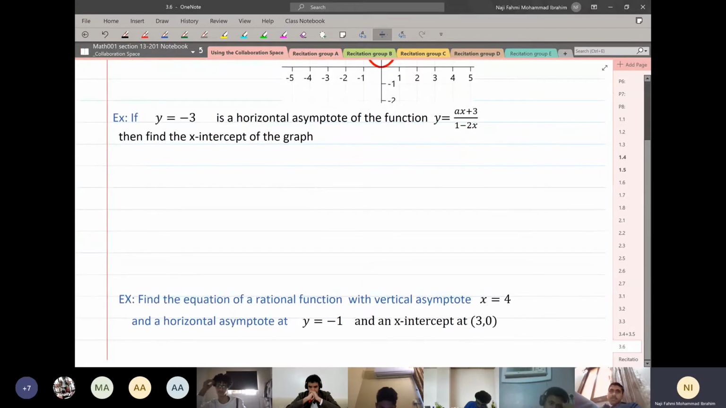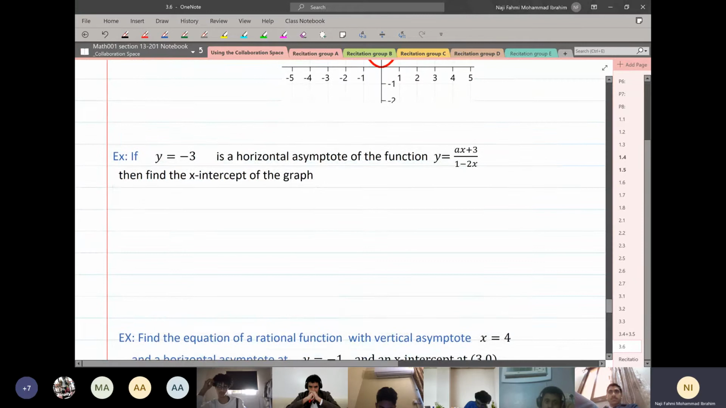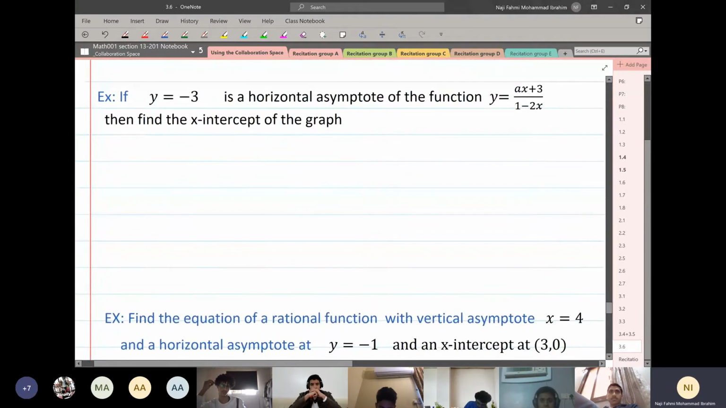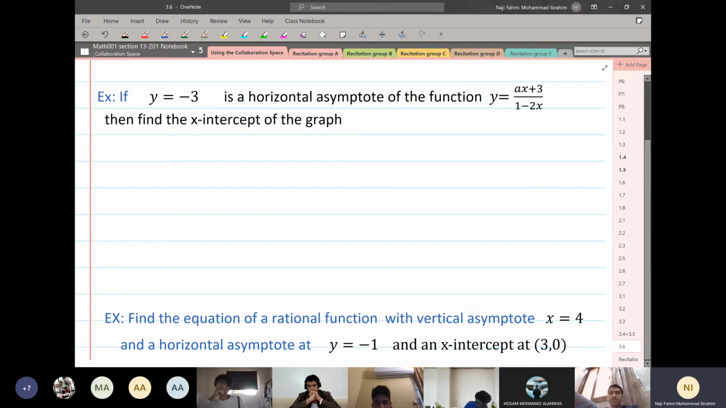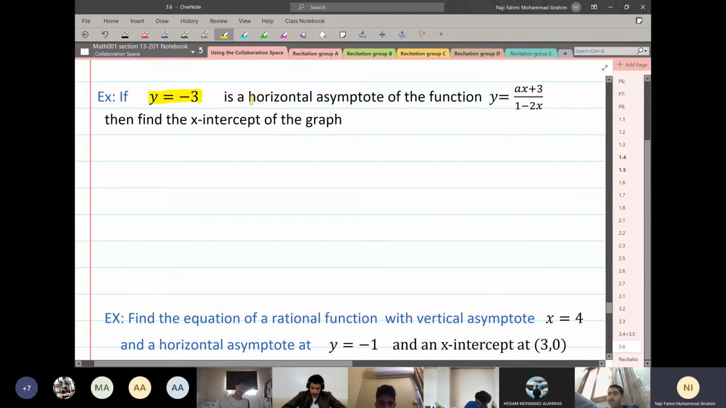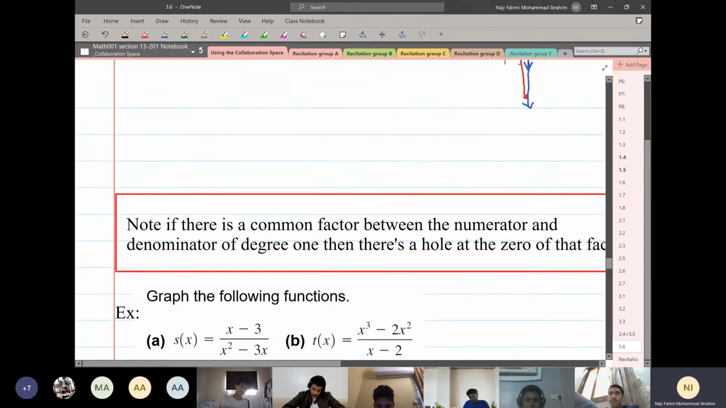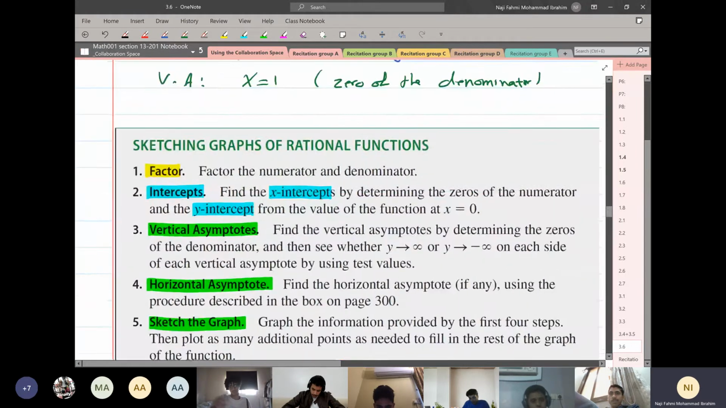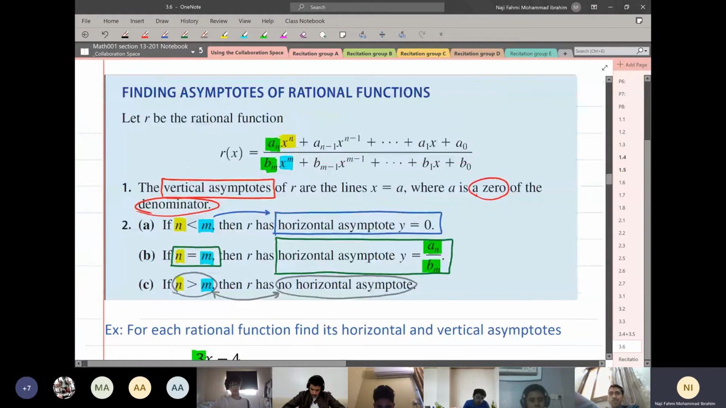Let's now take some old exams on this section. Let's read this one. What does it say? If y equals -3 is a horizontal asymptote of the function y equals (ax plus 3) over (1 minus 2x), then find the x-intercept. Now here he gave us the horizontal asymptote. And if you remember, we took 3 cases for the horizontal asymptote. Let me remind you with these, then let's get back to the question, although we have covered them at the beginning of this lecture.